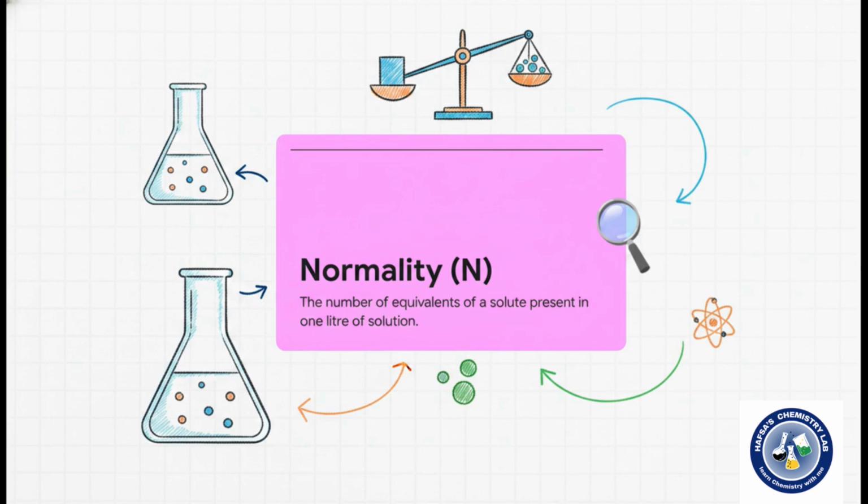The first major concept we hit is normality, represented by a capital N. It uses those equivalent weights we literally just talked about to tell us exactly how chemically reactive a specific volume of our liquid solution is going to be. Specifically, it's the number of equivalents of a solute present in 1 entire liter of solution.